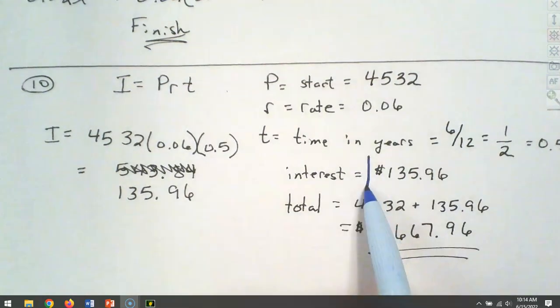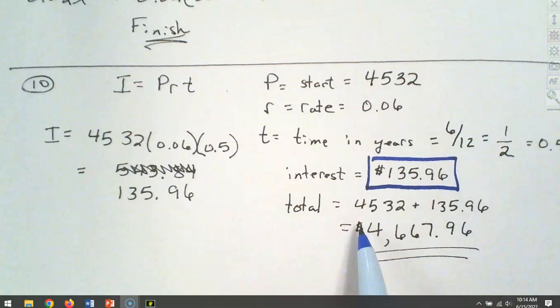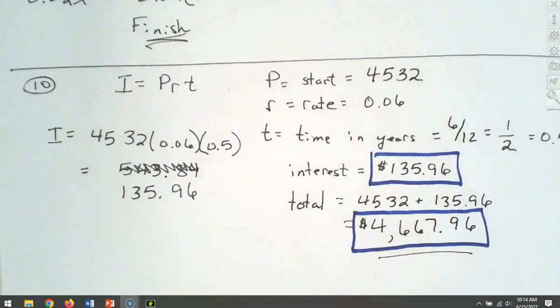Where is the mistake going to be? If students make a mistake, it's going to be in that 6 months. Someone will use 6 years instead of 6 months. So make sure you're very, very careful with that.